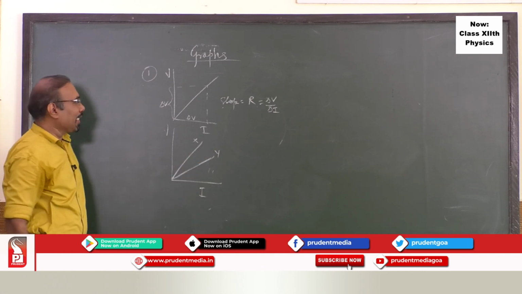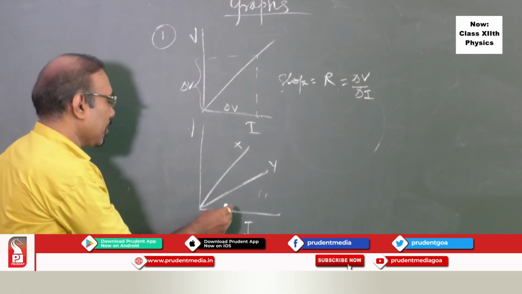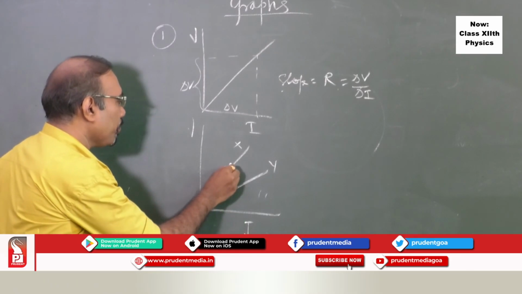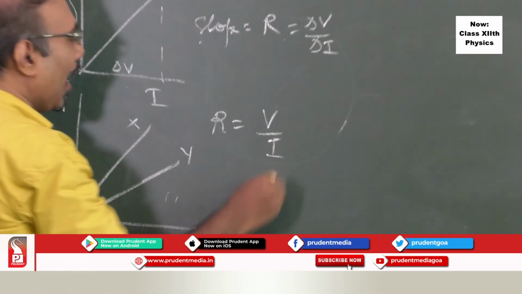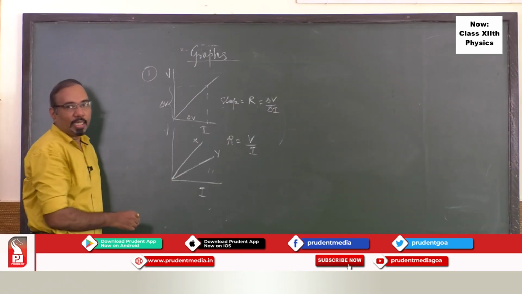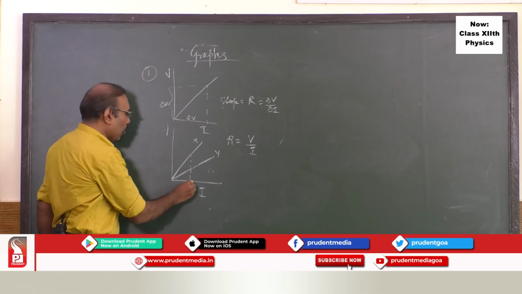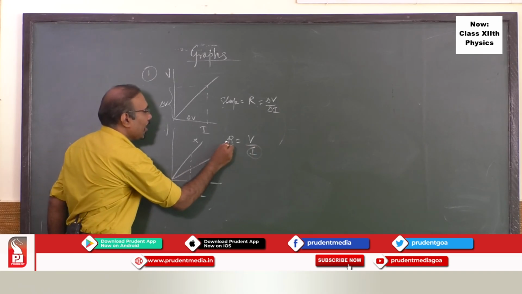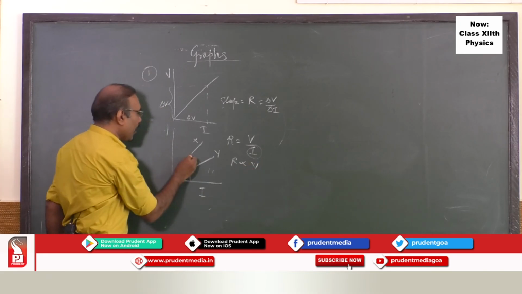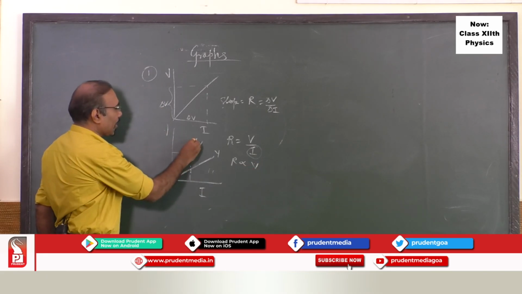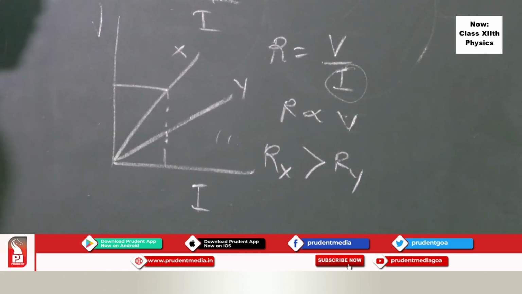Which conductor has a greater resistance, one can find out by using a simple situation like this, by finding the slope. You take the formula R is equal to V upon I. We can do it in three ways. First way, I can take this I common. If I take I common, resistance is directly proportional to V. So whichever has V more, that particular conductor will have more resistance. So Rx will be greater than Ry.